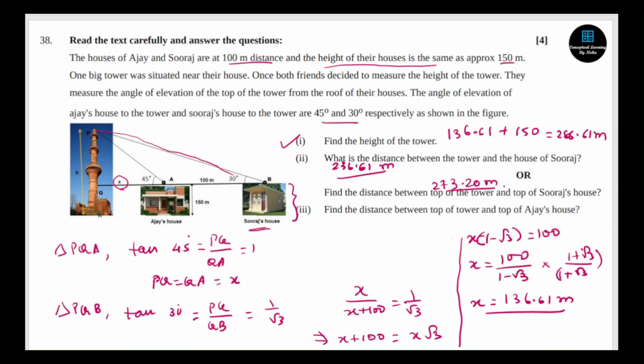Okay, the distance between top of the tower and Ajay's house. So you have to find PA for that. So that is nothing but square root of 2 you will get, correct? Times you have to multiply it by X. So square root of 2 times you have to multiply it by 136.61. So what do we get when I simplify? 193.20 meter. Okay. So solve them one by one. Write your answer in a proper manner. So I hope you understood this, right? How to solve the paper on time.